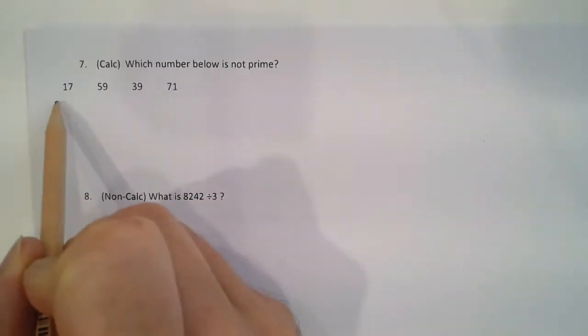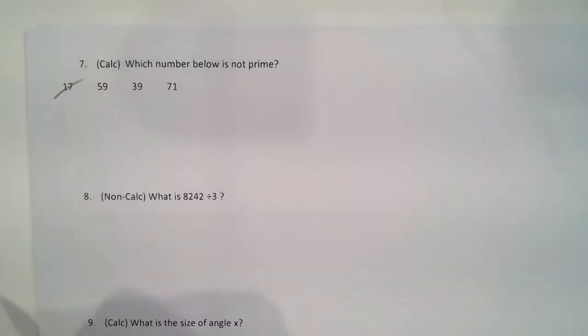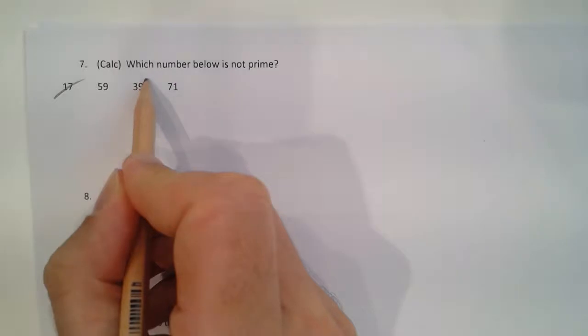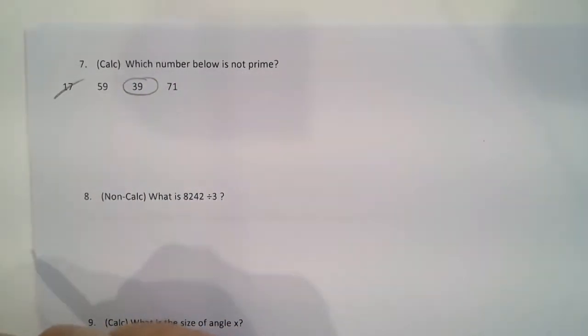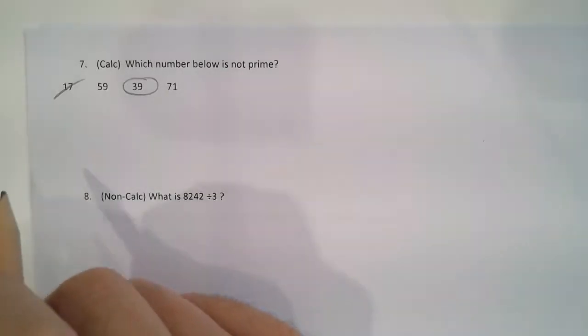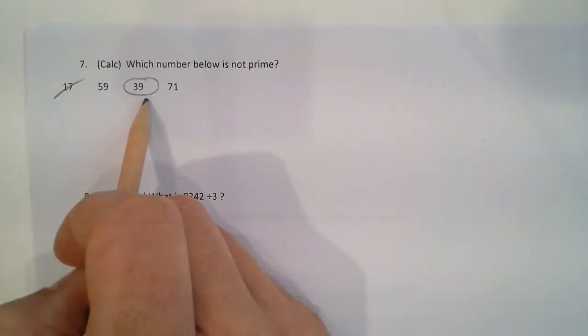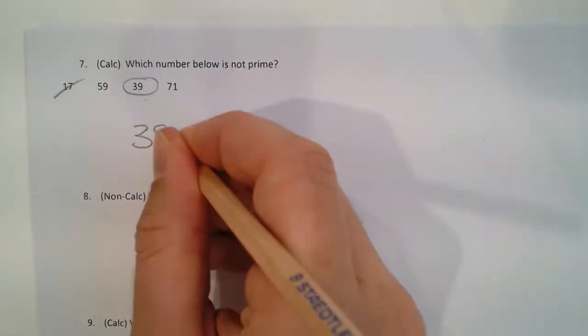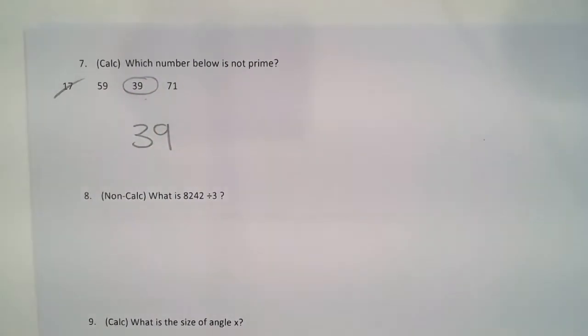All right. Number 7 is there. Which number below is not prime? So, 17 is definitely a prime number. Nothing goes into that. Doesn't appear on any times table. Let's look at the rest of my list. Oh, hang on. 39. 3 times 13 is 39. A good way of checking is 3 plus 9 is 12. Therefore, 3 must go into it because 3 goes into 12. So the answer is 39. That is not a prime number.